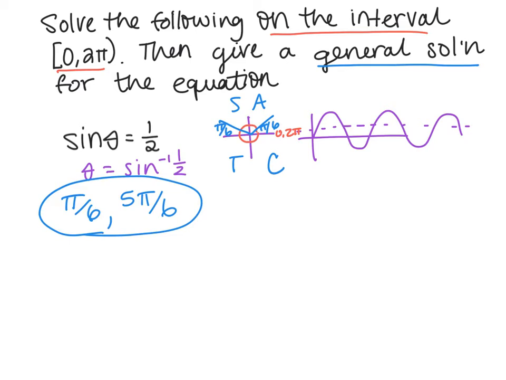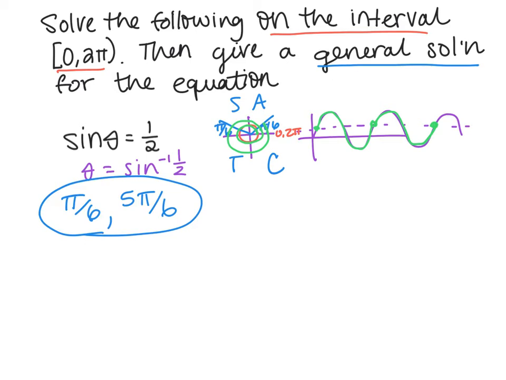Now for the second part, when it says give a general solution for the equation, what that means is, anytime I go around this circle, so we went to pi over 6, if I did a full rotation and came back again, that's another answer. If I do a full rotation and come back again, that's another answer. Or if you look at the graph, here's your first answer. If you do a full sine curve, come back up, you get another solution to the equation. Do it again, that's another solution to the equation. Well, every time it repeats is the period.